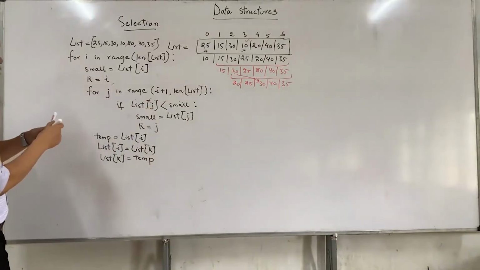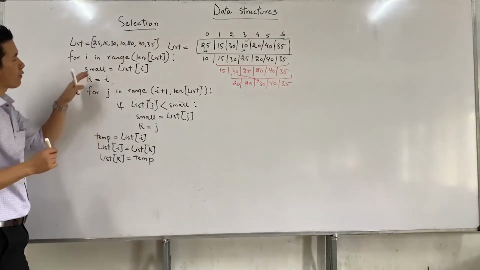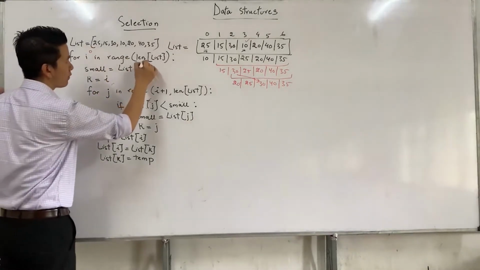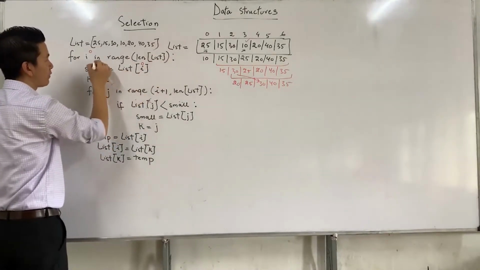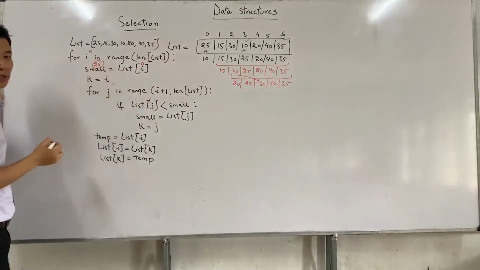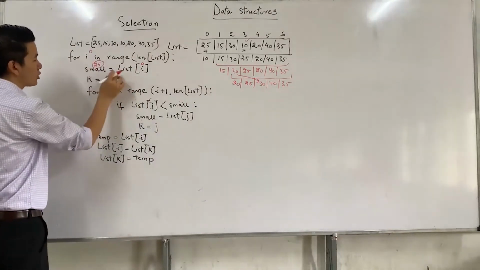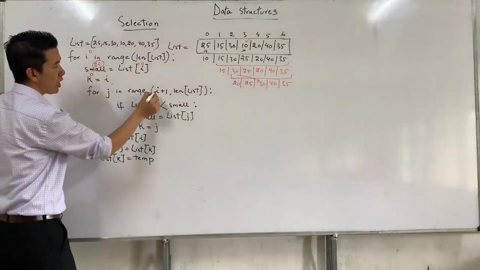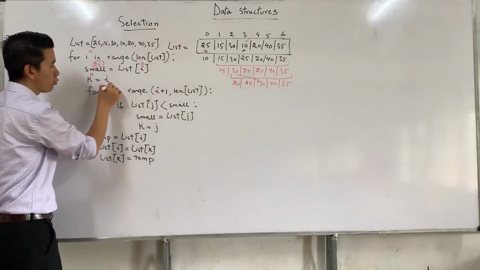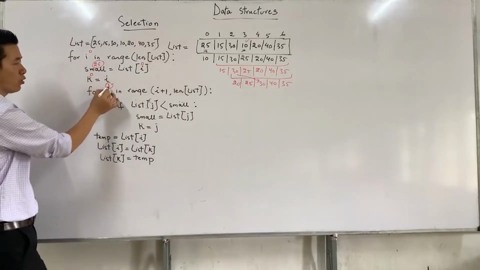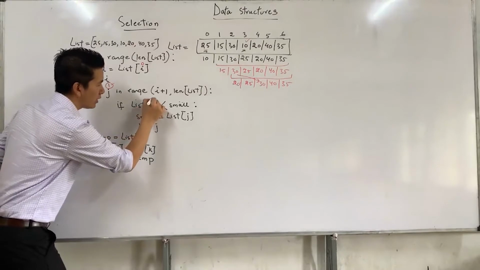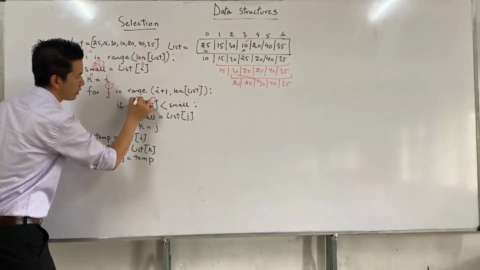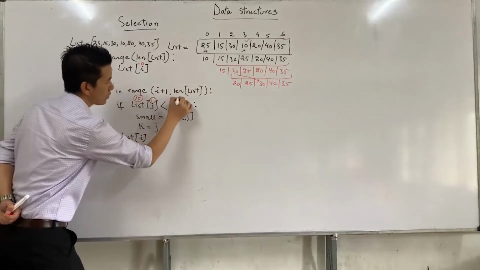Okay, the value of i will start from 0, and then list of 0 is 25. 25 will be assigned to small, and then the value of i, which is 0, will be assigned to k, and then j in range i plus 1. 0 plus 1 is 1. The value of j will start with 1. List of 1 means you're pointing to 15. Okay, and the value of small is 25.